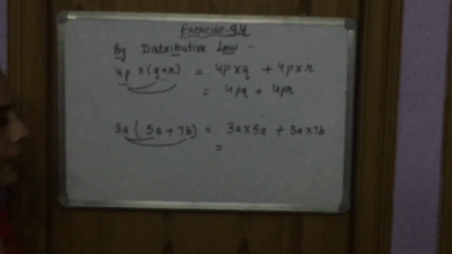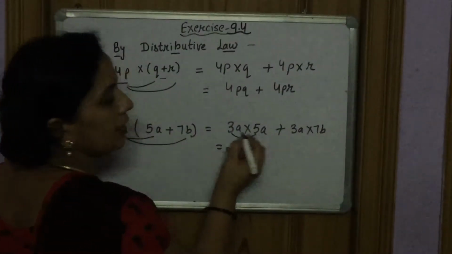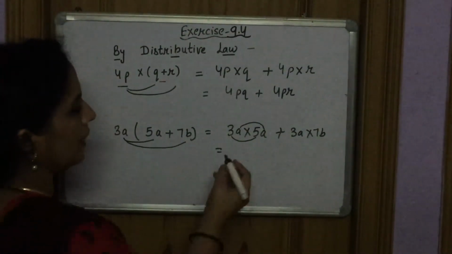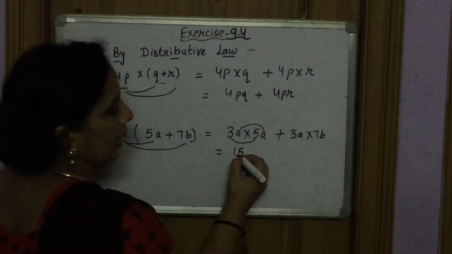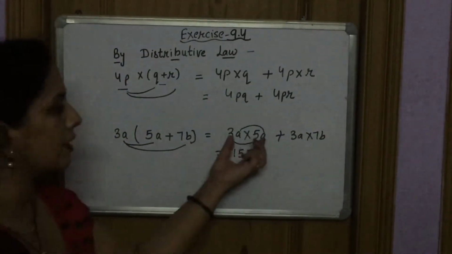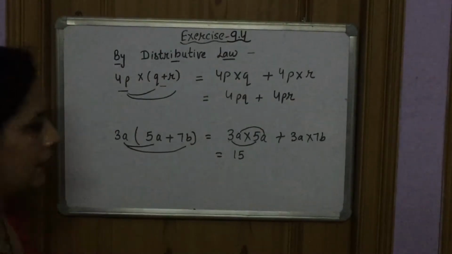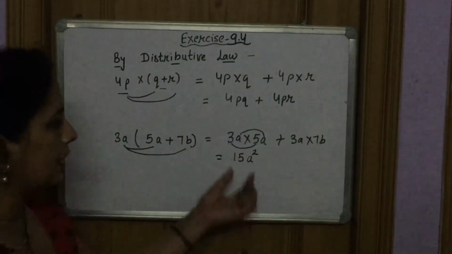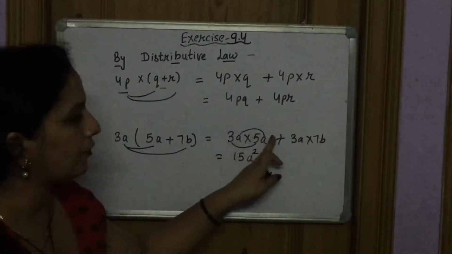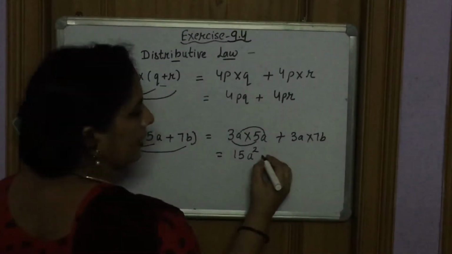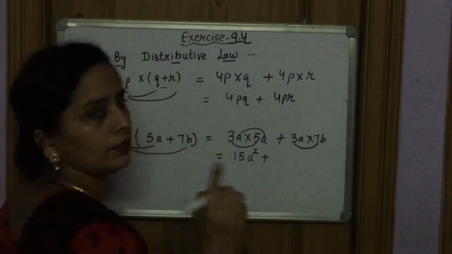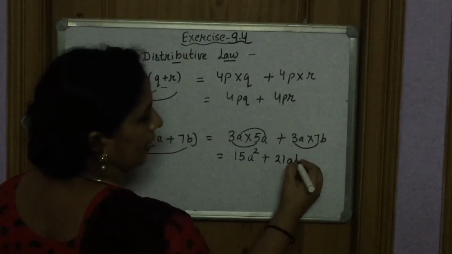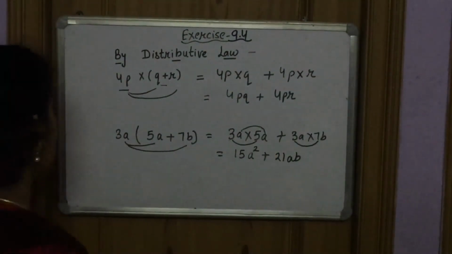After that we will multiply the coefficient with the coefficient and variable with the variable. Then we have 3 times 5, 15, and we know if the base is the same then the powers must be added. So here we have a raised to power 2 because the base is the same, so 1 and 1, that is 2. In the second term, multiply the constants 3 and 7, that is 21, and after that we have ab.